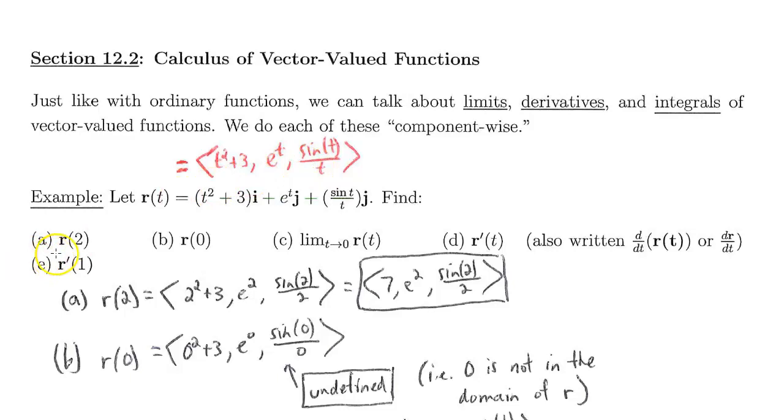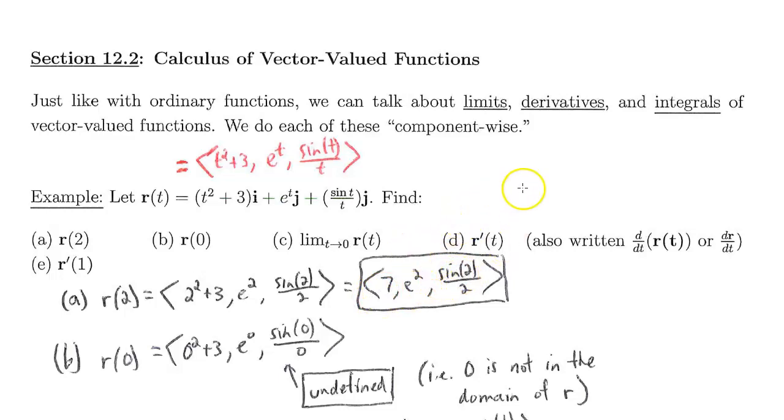Now let's find r of 2. How do we find r of 2? Well, we'll just replace each of these t's with 2. So we're going to get 2 squared plus 3, that would be 7. And then we'll have e to the 2, so e squared, and then sine 2 over 2. So r of 2 is just this vector right here.